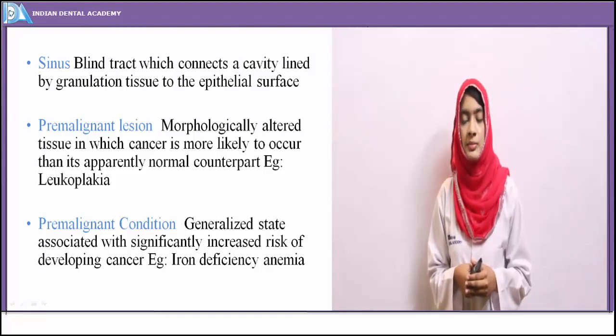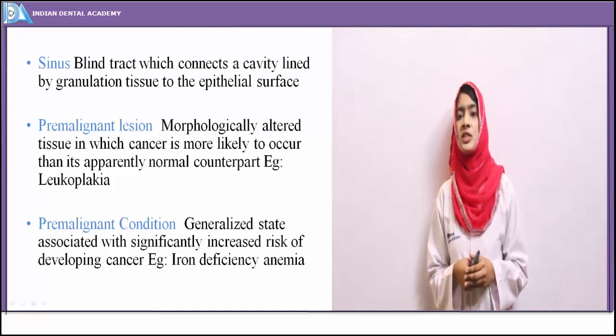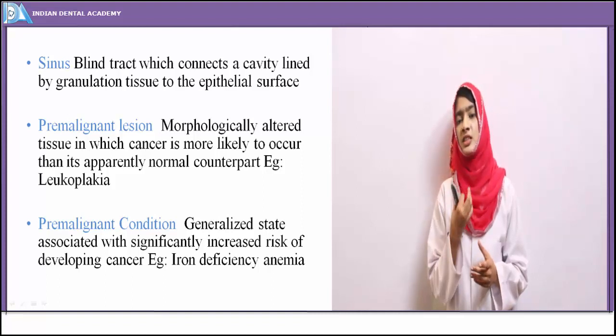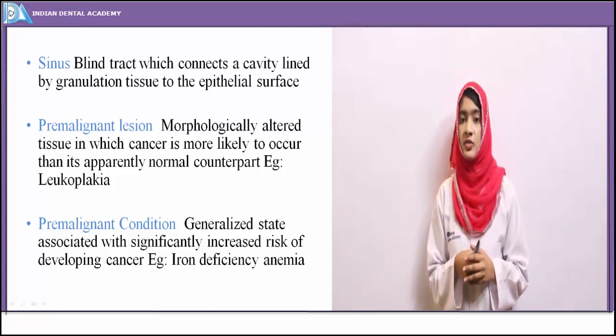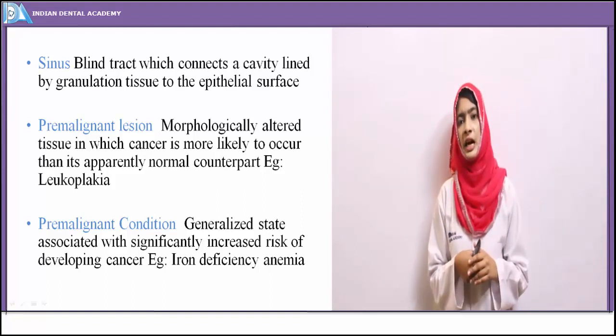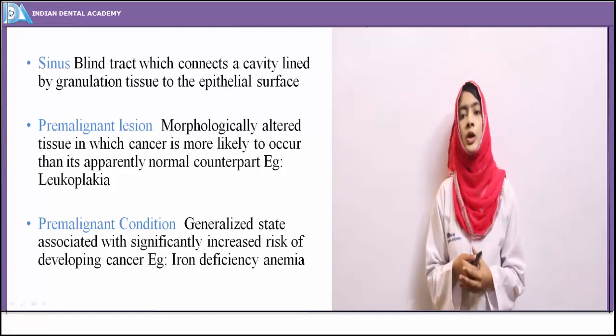Iron deficiency anemia is more commonly associated with the development of Plummer-Vinson syndrome and sideropenic dysphagia, ultimately leading to malignancy because of simple anemia like iron deficiency anemia. And even oral submucous fibrosis has more potential of developing into a carcinoma.